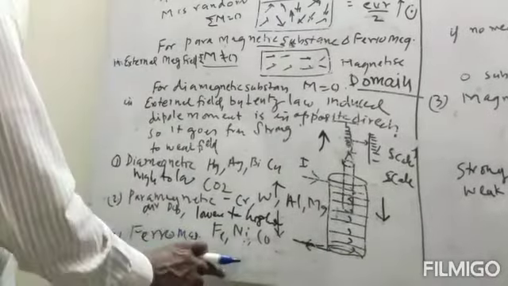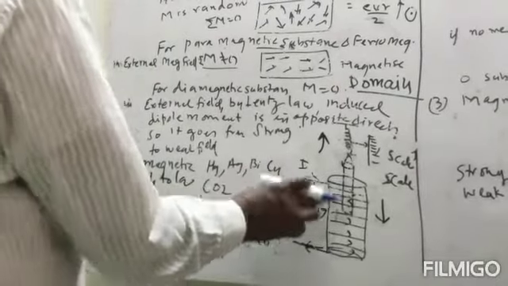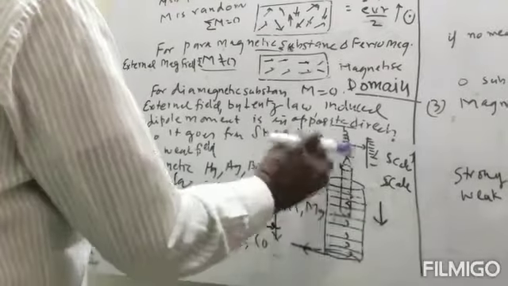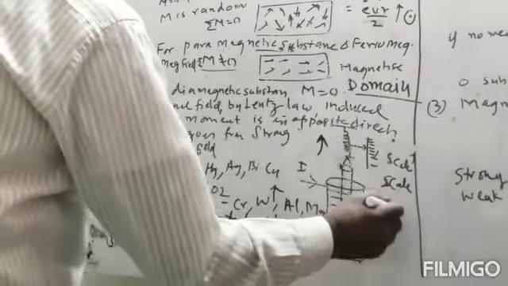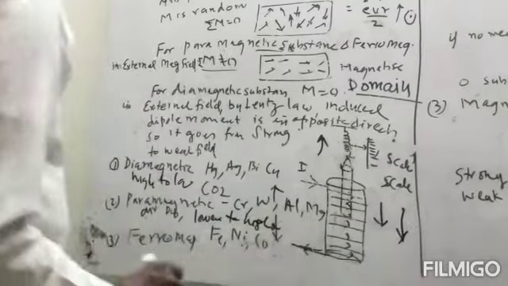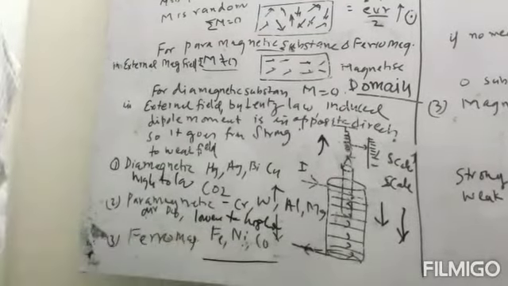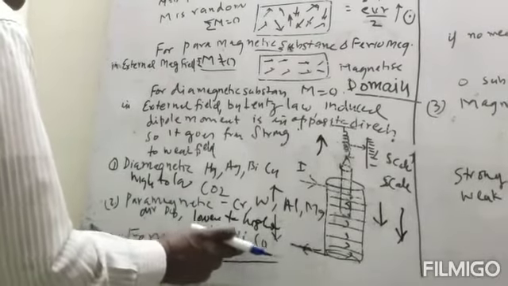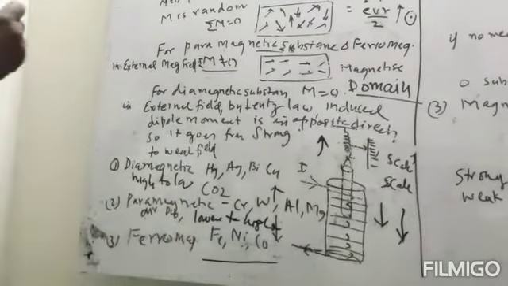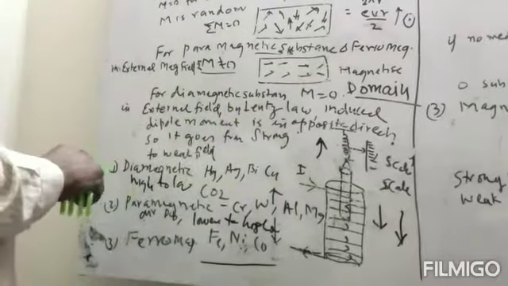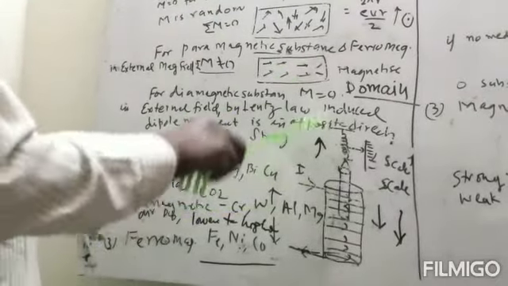And for ferromagnetism, even if we reduce the current, so the magnetic field is less, even then there is a very high attraction. The examples of ferromagnetic substances are iron, nickel and cobalt. And if we have a diamagnetic substance, then there is a repulsion.